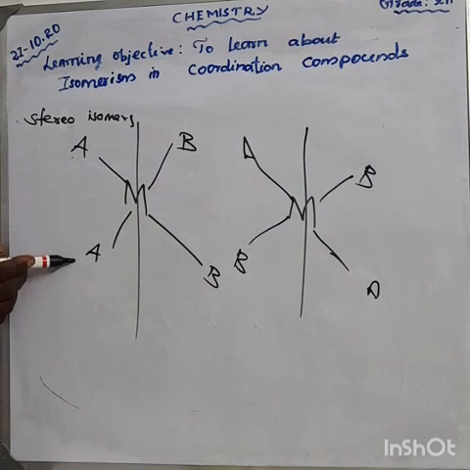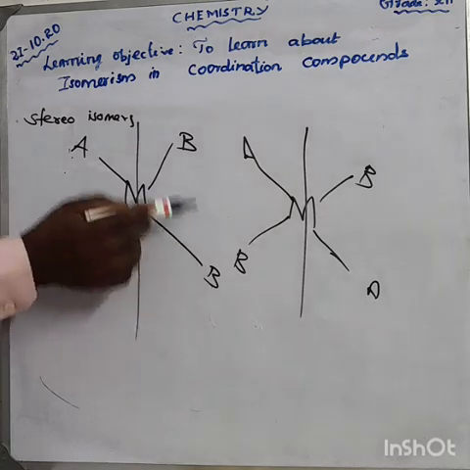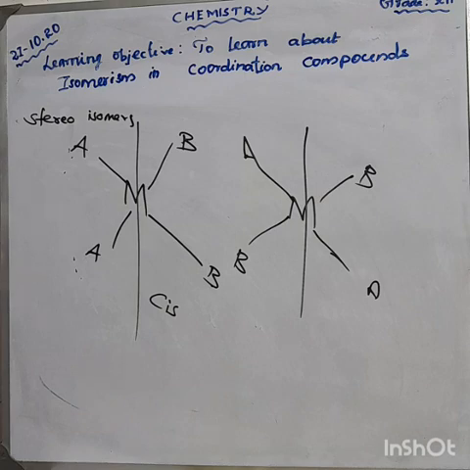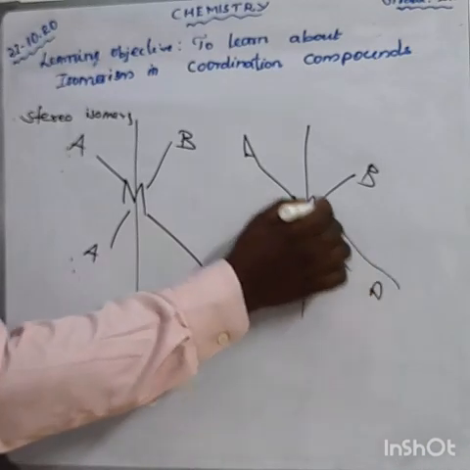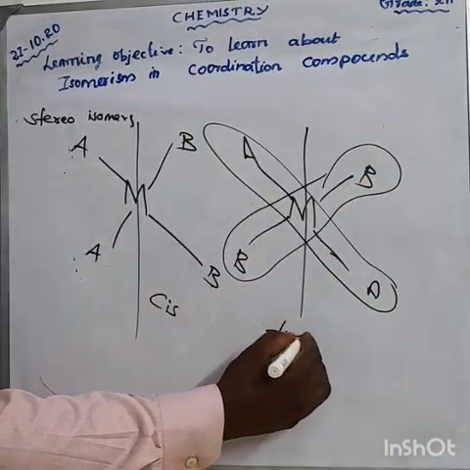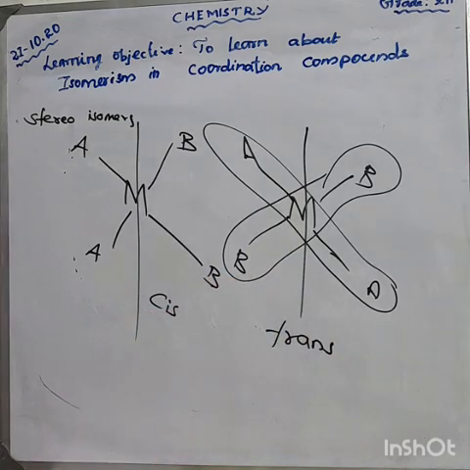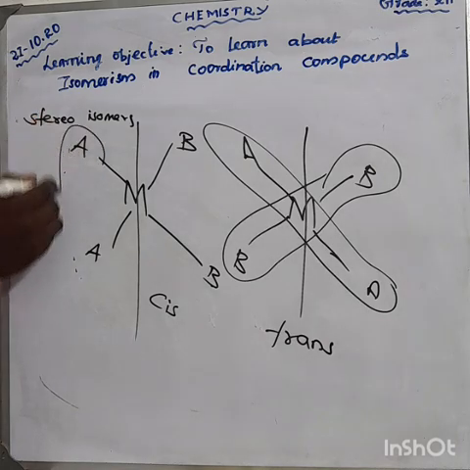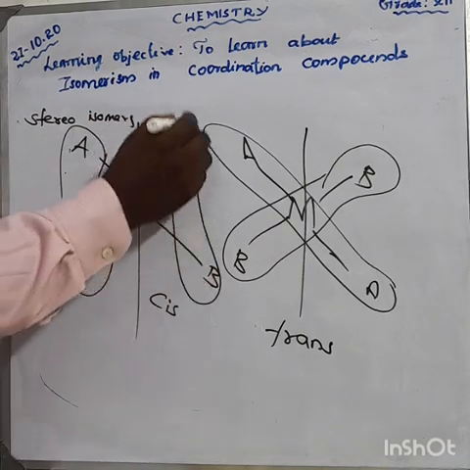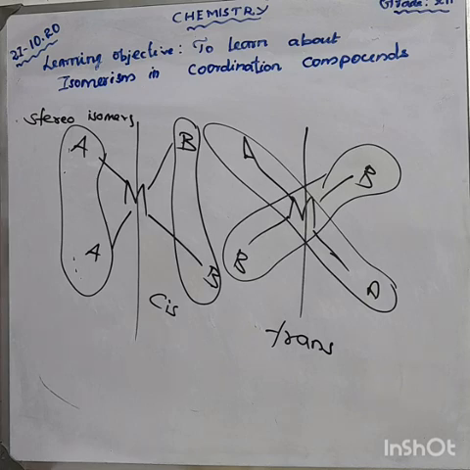The similar groups lie on the same side, we call it cis isomer. Which isomer? Cis isomer. The similar groups lie on the opposite side, we call it trans isomer. This is our condition. Similar groups AA lie on the same side: this is cis isomer. Similar groups on the opposite side is called trans isomer. That's a very good example, so write an example, then you can easily understand.